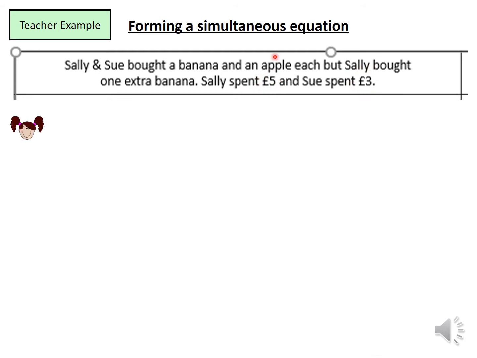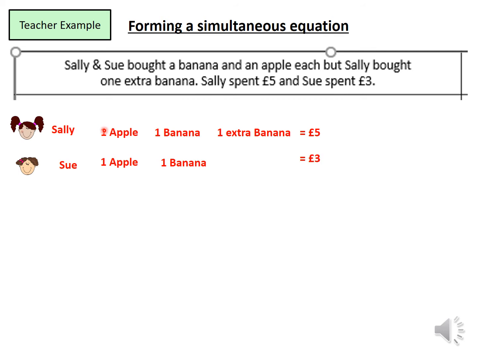So let's see what each of them bought first. Let's start with Sally. She bought one apple, she bought one banana, both of them bought an apple and a banana each. But Sally bought one extra banana, and she spent £5. Now looking at Sue, she only bought a banana and one apple. One apple, one banana, and she spent £3.